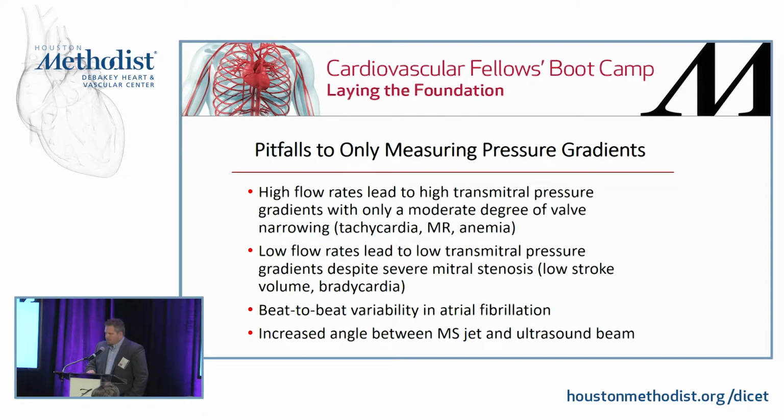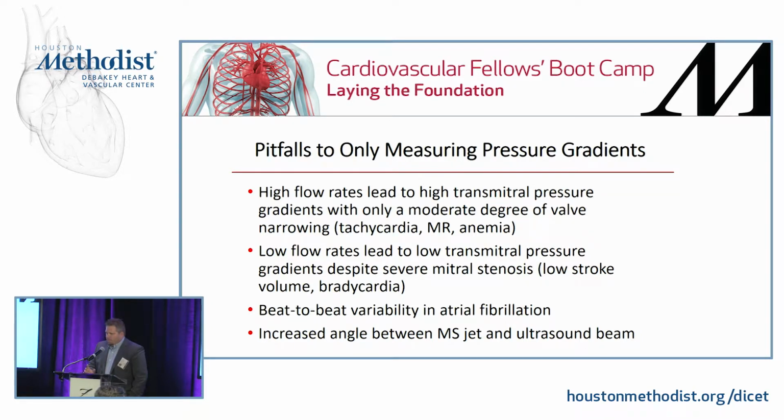High flow states or high flow rates can lead to an elevated transmitral pressure gradient, even with only a moderate degree of valve narrowing. So if you have tachycardia, mitral regurg, or an increase in left ventricular volume, anemia is a high flow state. All those can lead to falsely elevated transmitral mean pressure gradient. Low flow states can lead to low transmitral pressure gradient despite having severe mitral stenosis, so a low stroke volume state or bradycardia.